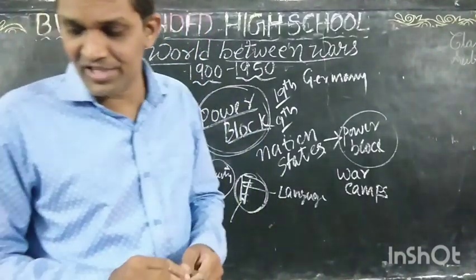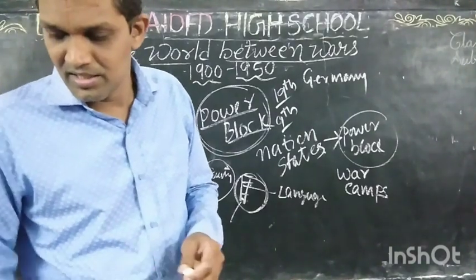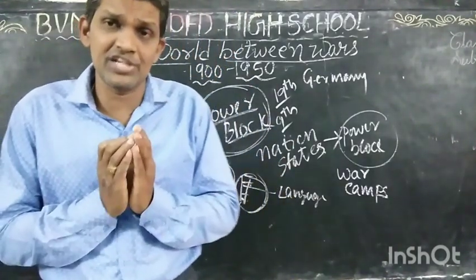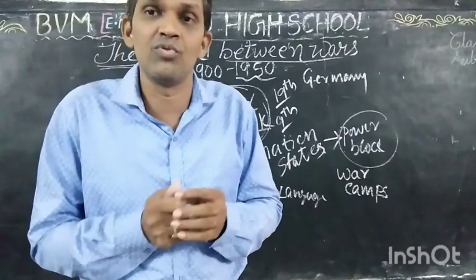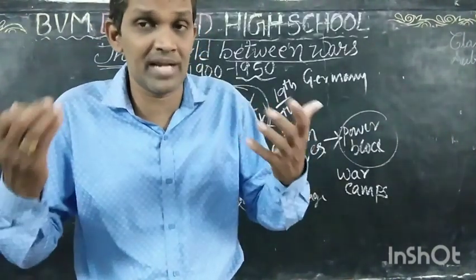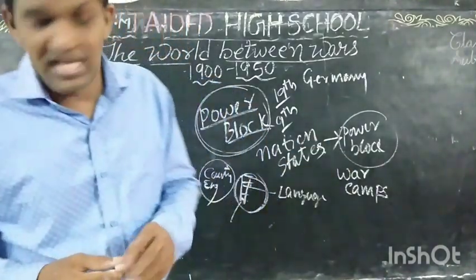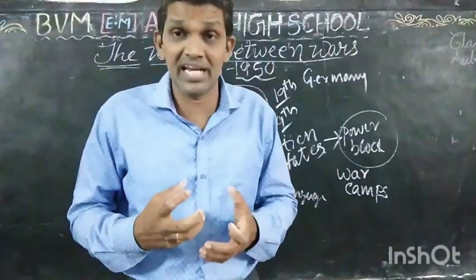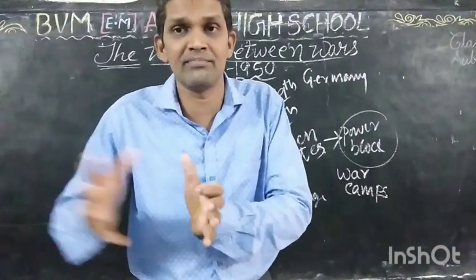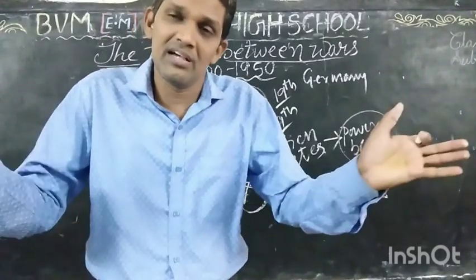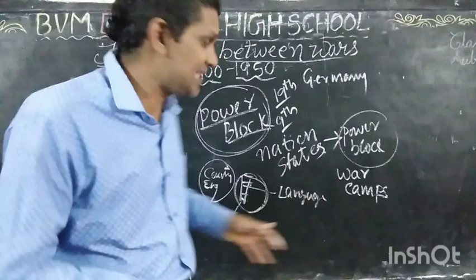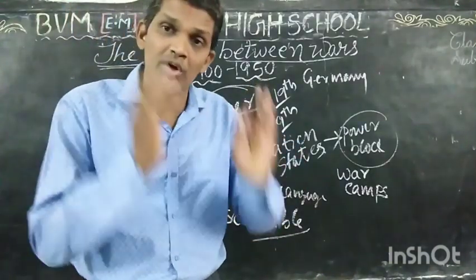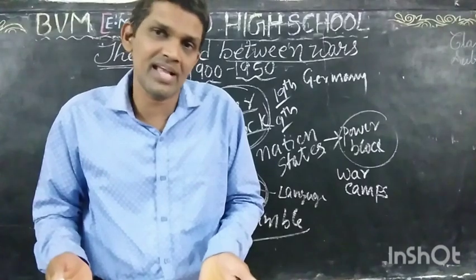Next, the movements of national states. By the end of the 19th century, most of the countries in Europe were involved in national movements. They wanted to get independence and recognition in the world. And after declaring themselves national states, the powerful blocs started extending their kingdoms. So we also see the scramble. What is the meaning of scramble? Scramble means it is not at all in order. If something is not in order, we call it a scramble.